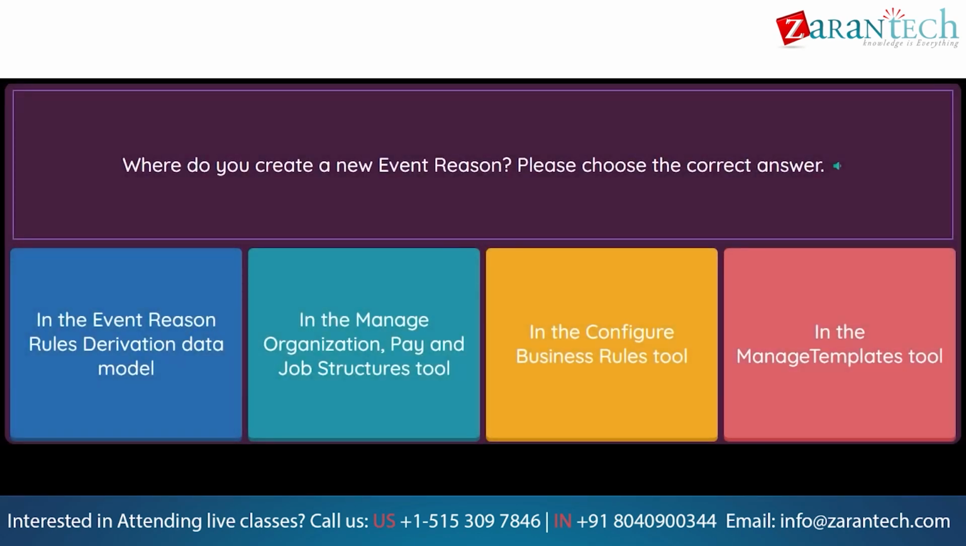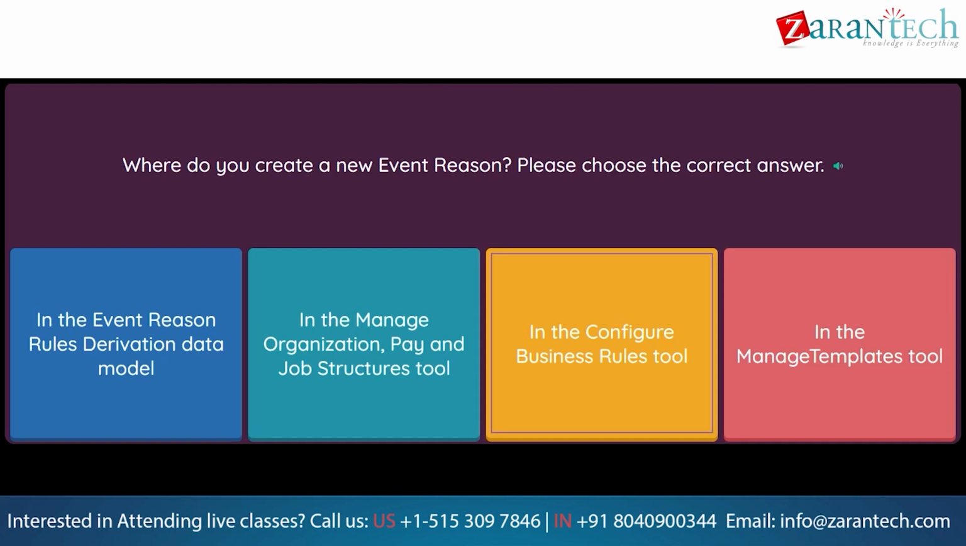Question: where do you create a new event reason? Please choose the correct answer. Option 1: In the event reason rules derivation data model. Option 2: In the Manage Organization, Pay and Job Structures tool. Option 3: In the Configure Business Rules tool. Option 4: In the Manage Templates tool.